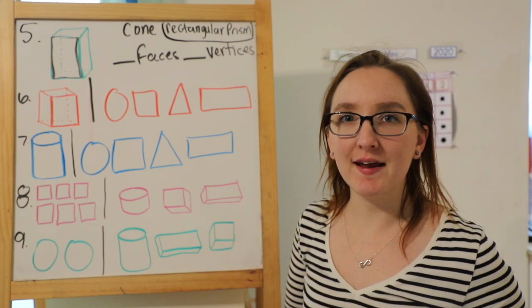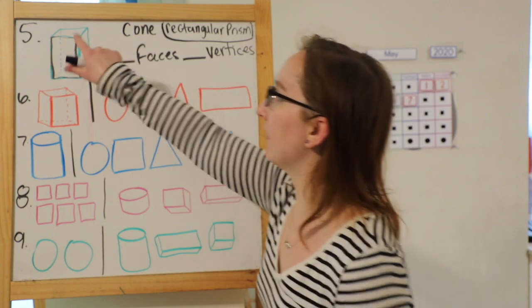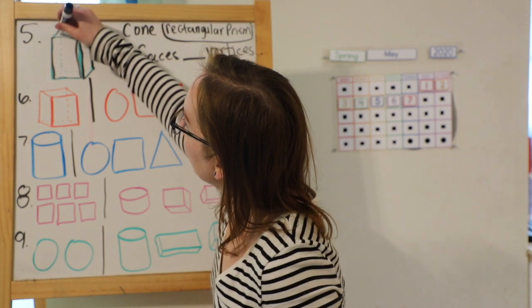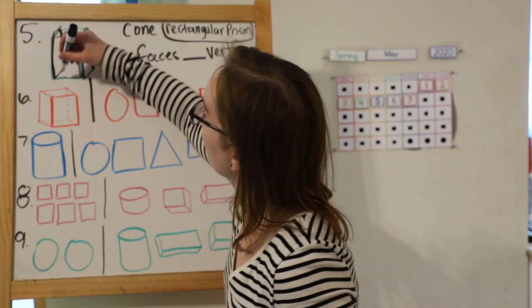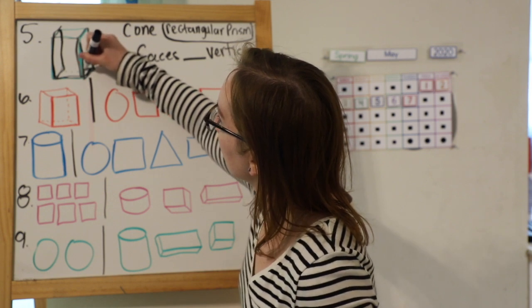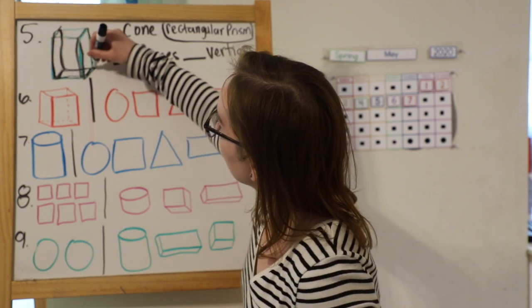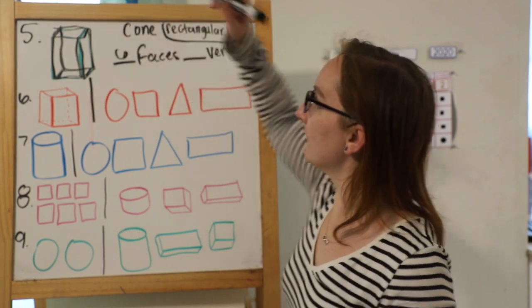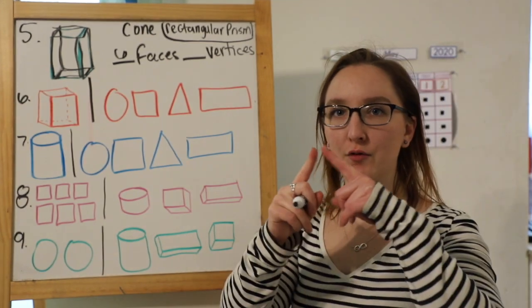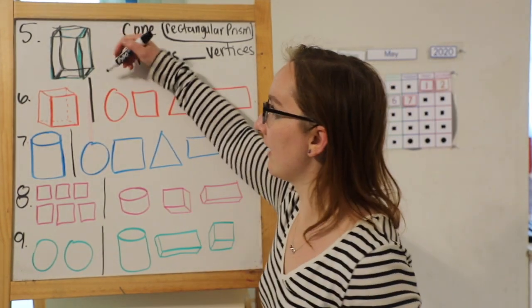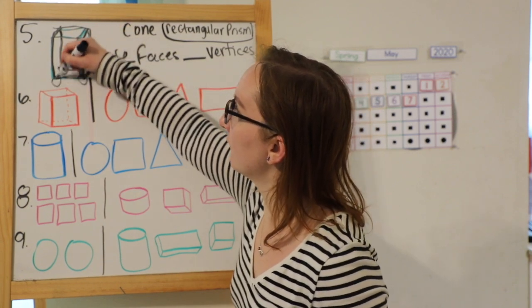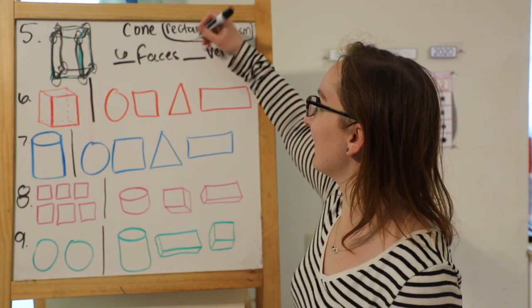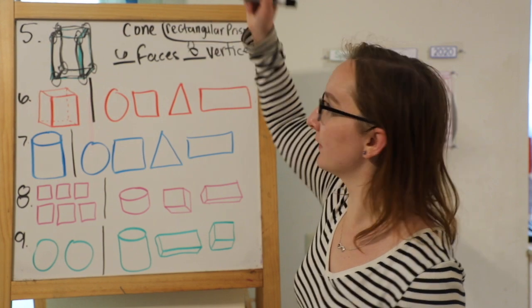Now I need to count out how many faces and how many vertices it has. So I already have 1, 2, 3, 4, 5, and then 6 on the top. So it has 6 faces, and then I'm going to count out my vertices. That's going to be all those points where our faces meet. So we have 1, 2, 3, 4, 5, 6, 7, 8 vertices. So I have 6 faces and 8 vertices on my rectangular prism.